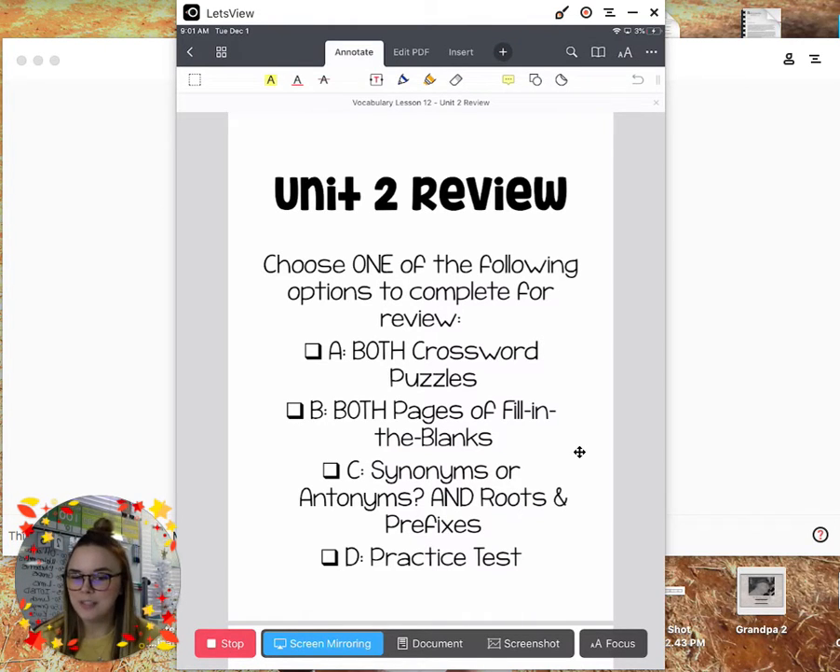There isn't really a lesson today, but for your independent practice, we don't really have guided practice today, just independent work. You're going to choose one of the following options to review for your test. You can obviously do more than just the one, but you need to do at least one. And there are 4 options. You can do both crossword puzzles, both pages of fill in the blanks, the synonyms or antonyms and roots and prefixes page, or you can take the practice test. So let's take a look.